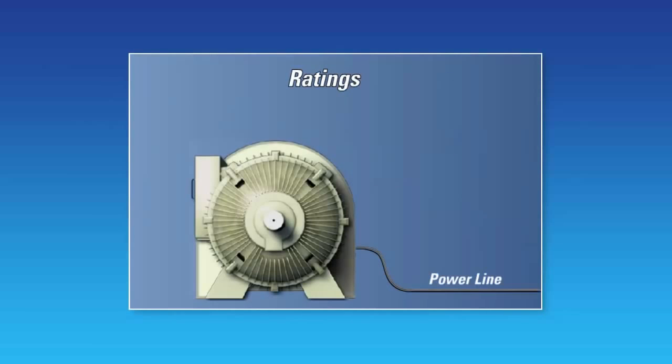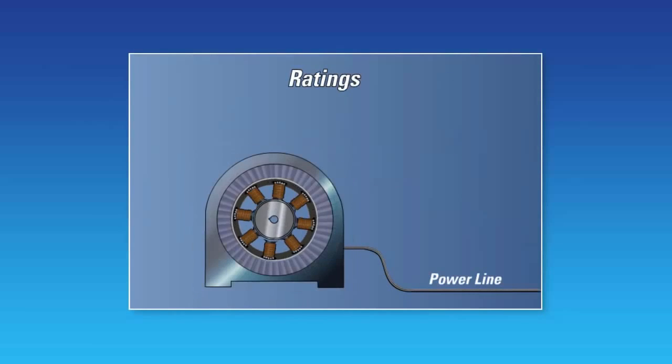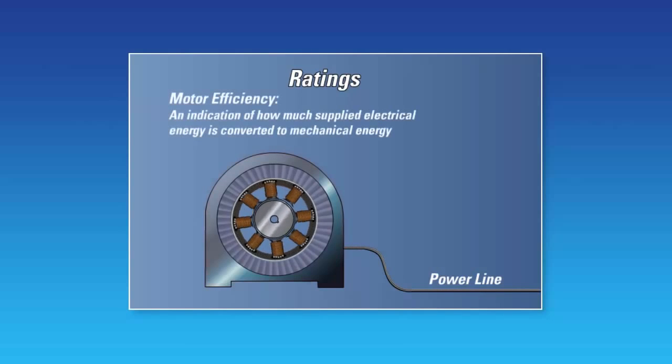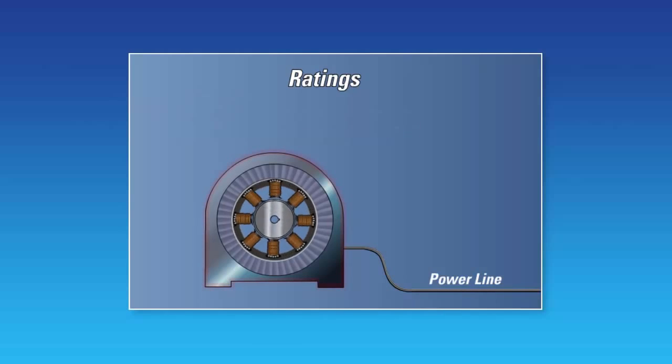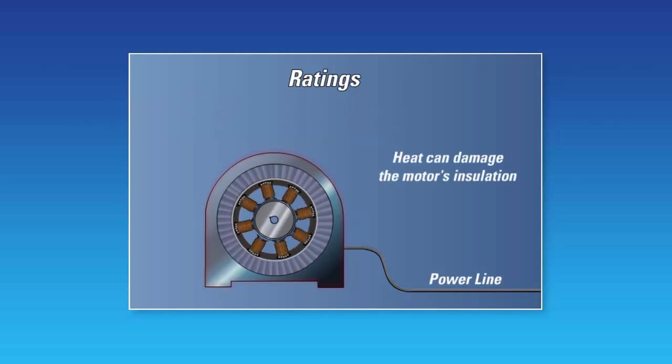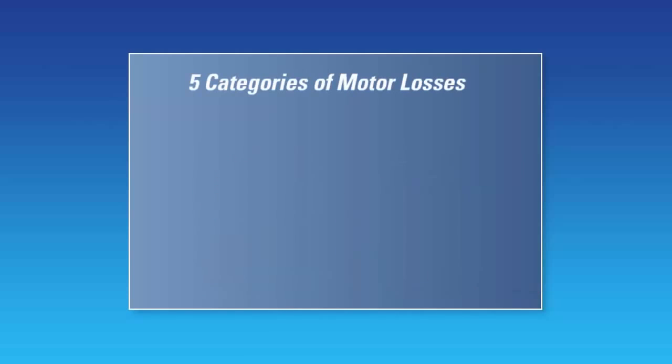One of the most common motor terms is motor efficiency. Motor efficiency is an indication of how much of the electrical energy supplied to the motor is converted into output shaft mechanical energy and is expressed as a percentage. The rest of the energy is lost primarily in the form of heat, which can be damaging to the motor's insulation. There are 5 categories of motor losses.